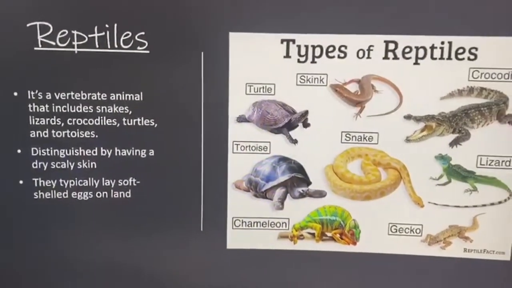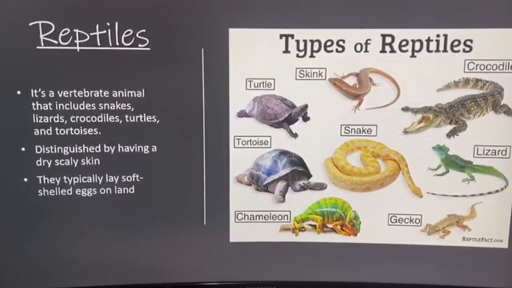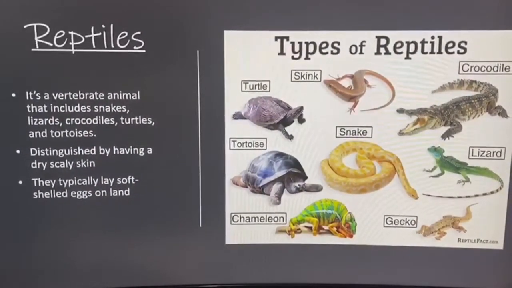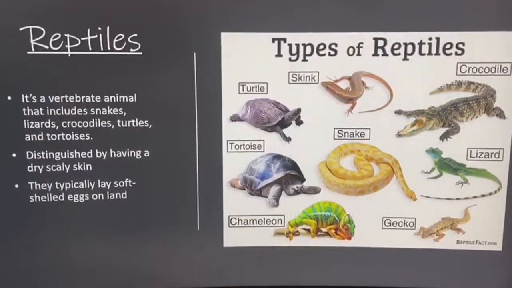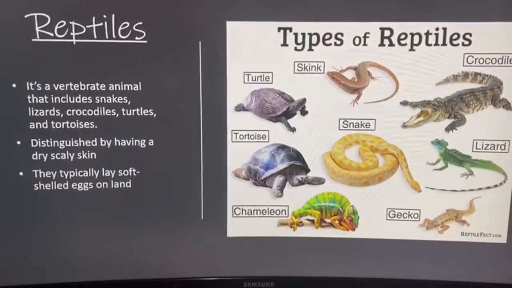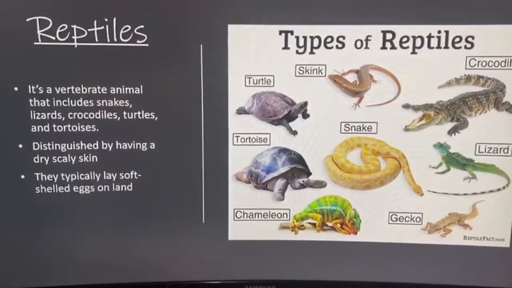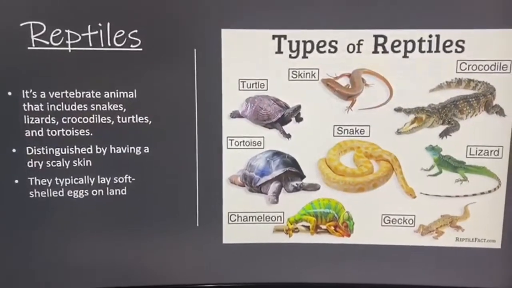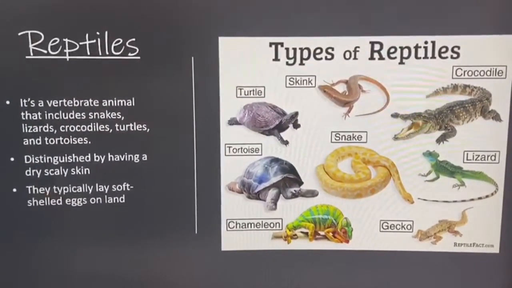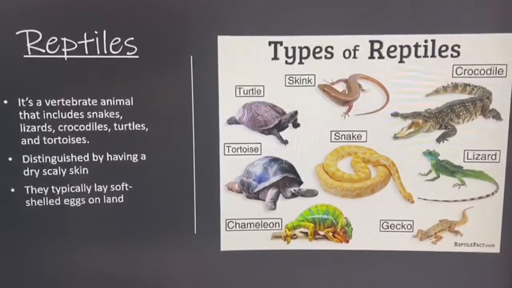Reptiles. Reptiles is number 2. Reptiles are vertebrates that include snakes, lizards, crocodiles, turtles, and tortoises. They're usually distinguished by having dry, scaly skin, as sometimes we see some of the animals have. They typically lay soft shell eggs on land, so sometimes you find them on top of their eggs, always mostly protecting their babies.